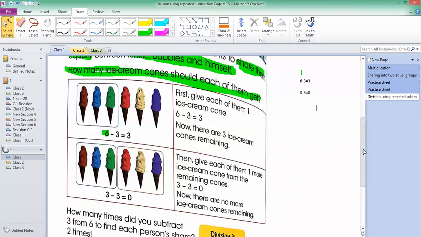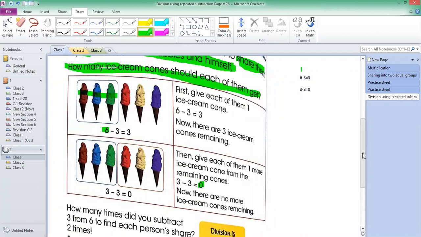So you can see here, guys, there were a total of 6 ice creams. First, you give one ice cream cone to each of them. That means you minus 3. And this you finished. Now you have only 3 ice cream cones. You again give one ice cream to each. Now there is no ice cream cone left. This 0 is telling there is no ice cream cone left.